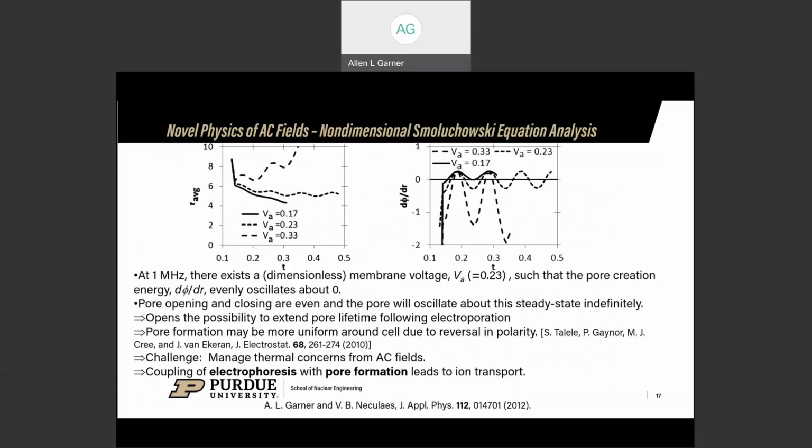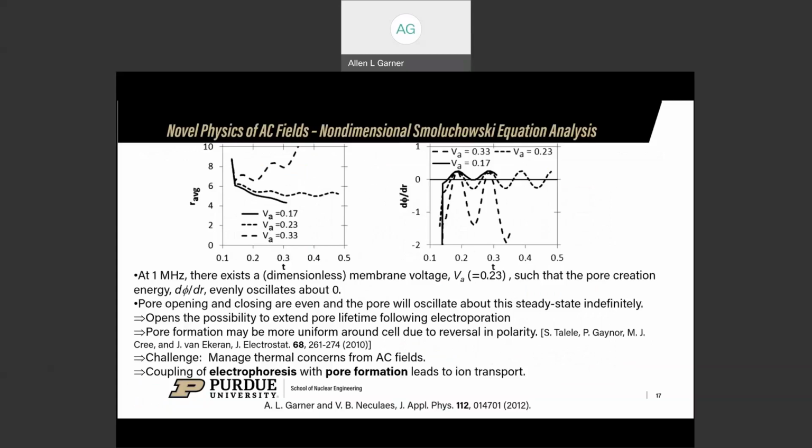We can also use this for the Smoluchowski equation. And what I did here, to try to understand what we may be able to do with the RF fields, we applied an electric pulse to create pores. Then we applied AC fields of different frequency and different intensity. Now, these are in normalized units because that made it easier for me to run the simulation.